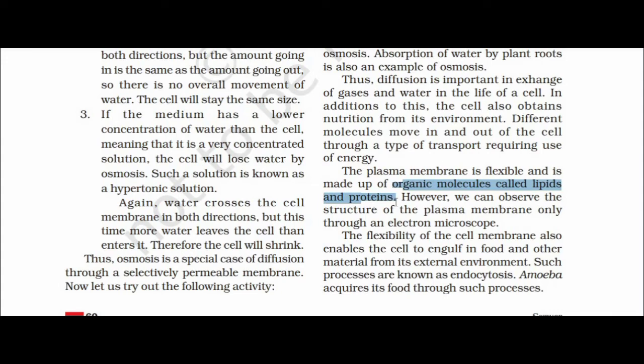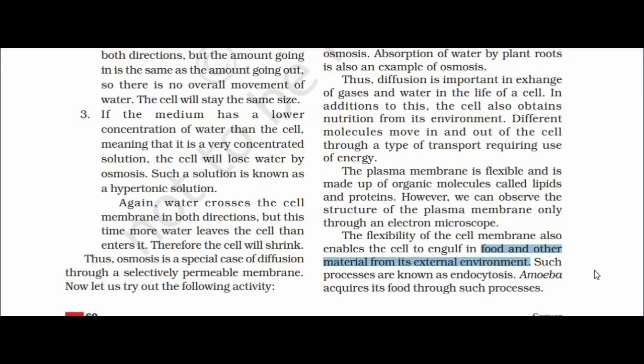The flexibility of the cell membrane also enables the cell to engulf food and other material from its external environment. Now, this flexibility of the plasma membrane helps the cell to engulf, to take inside the food and other material from its external environment. Because the cell membrane is flexible, it is not rigid, it can be easily moved. The cell can take in the food and other materials.